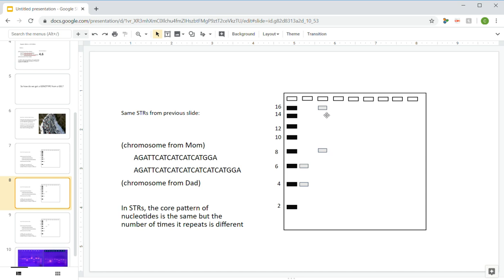And again, it's not big A, little a, we're looking at the numbers. So this person, it looks like they have one band at 16, and they have another band at 8. So this person's genotype would be 16, 8. And then let's do one more example of somebody that's homozygous.